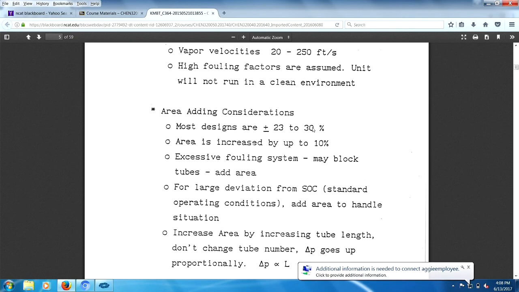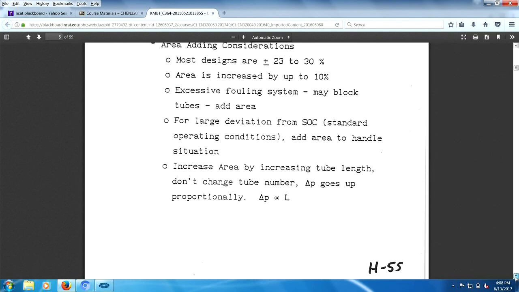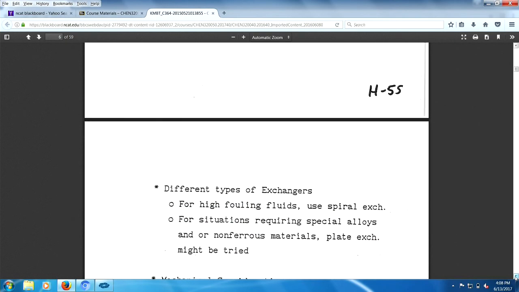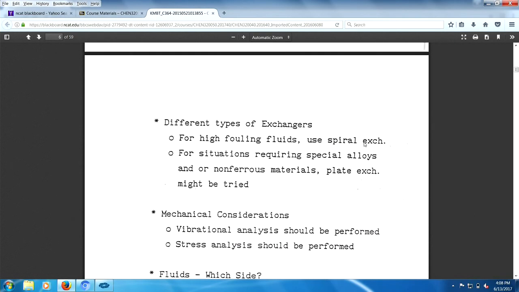Most designs are plus or minus 30%. If you increase areas by 10%, nah, you don't want to do that. Excessive fouling factors may block tubes. You need to add area to handle standard operating conditions. Anyway, adding area considerations. High fouling, you want to use a spiral heat exchanger. We haven't talked about those, but that's fine. We're going to talk about them later.